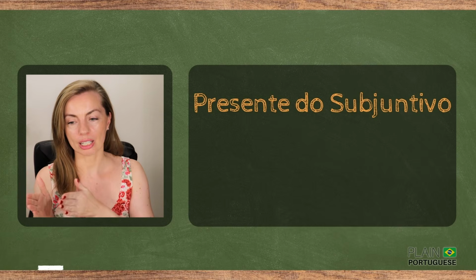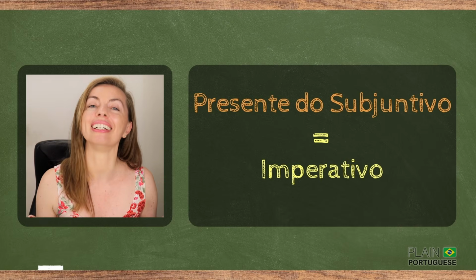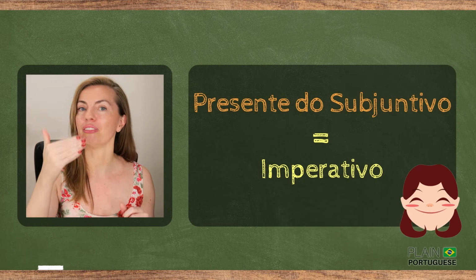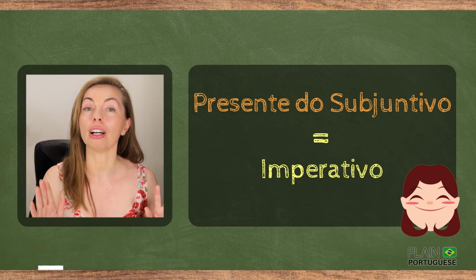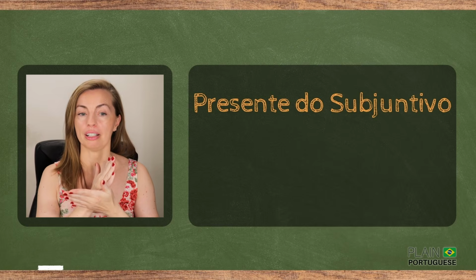How are verbs conjugated in the present subjunctive? Well, conjugation is not complicated if you already know how to conjugate them in the imperative. Why is that, Bia? Because the present subjunctive and the imperative have exactly the same conjugation. Yes, they do. If you know how to conjugate them in the imperative, you are one step ahead. If not, follow me. Well, there is a pattern.